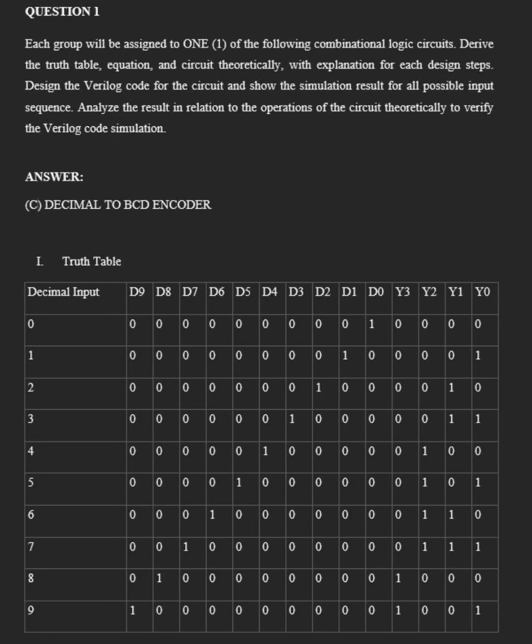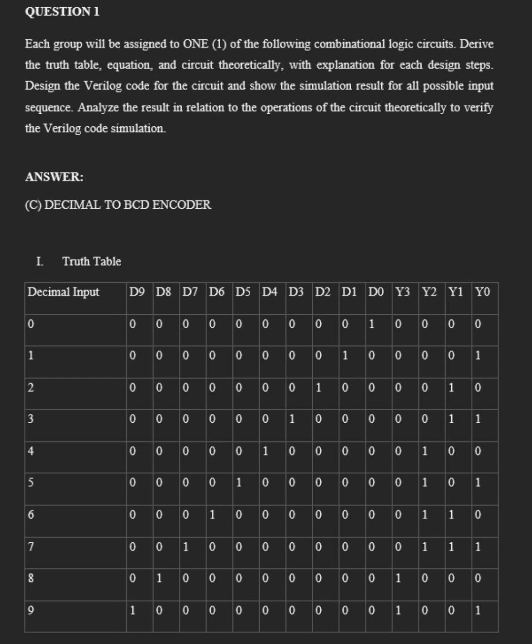Hello everyone, for question 1, our group was assigned to design and analyze a decimal to BCD encoder. An encoder is a combinational logic circuit that converts an active input signal into a code output. In this case, converting decimal digits 0 through 9 into their 4-bit binary coded decimal (BCD) equivalent.